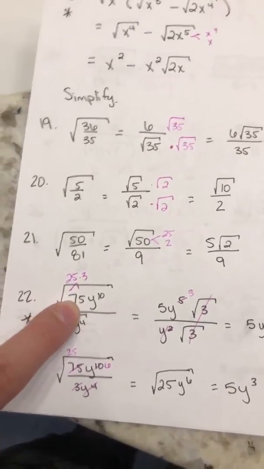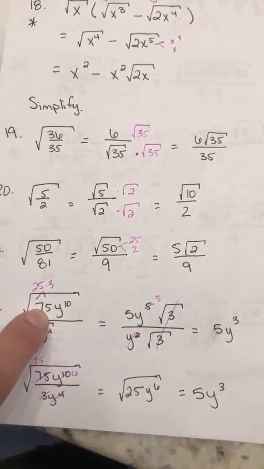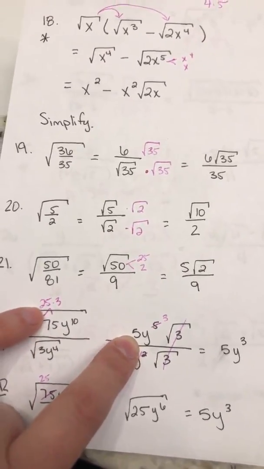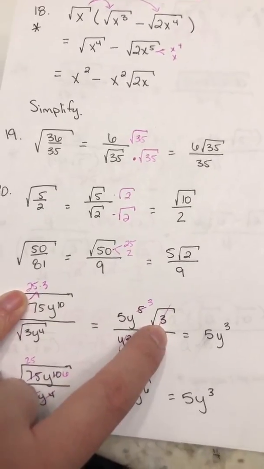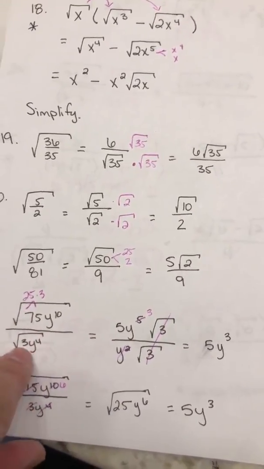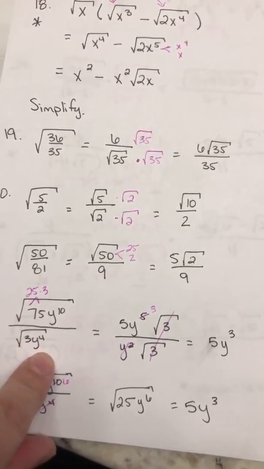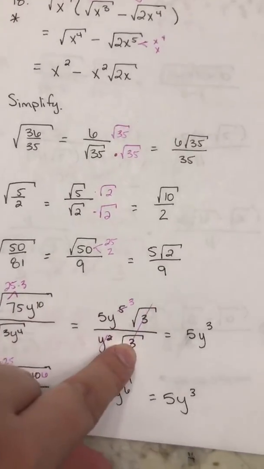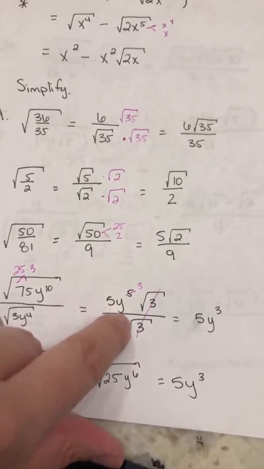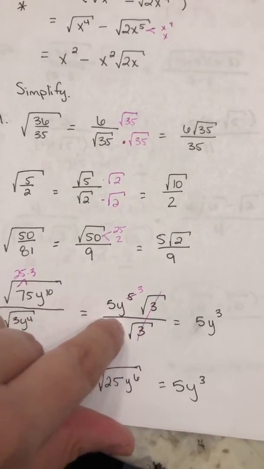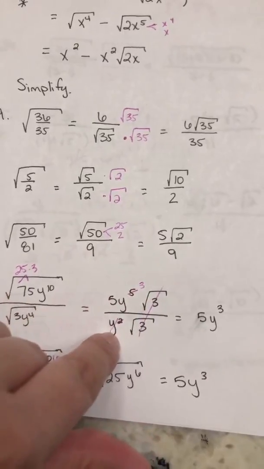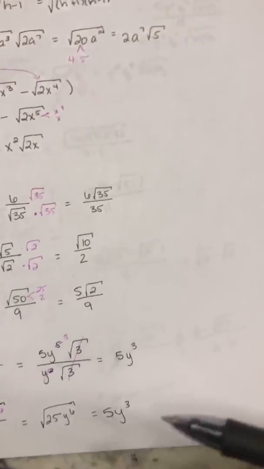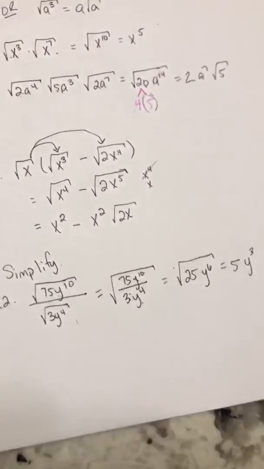You can also do it by simplifying first. So 75 is 25 times 3, and then y to the 10th. So I've got 5 for the square root of 25, y to the 5th, and then the square root of 3 left. Down here, the square root of 3 I can't do anything with. I can take out the y squared for the square root of y to the fourth, so I've got y squared and the square root of 3. And then the square roots of 3 cancel each other out. And then I've got 5y to the 5th over y squared, so y to the 5th divided by y squared gives me y cubed. So I still get the same answer, but I think it's easier on this particular one if you write it as 1 radical first.